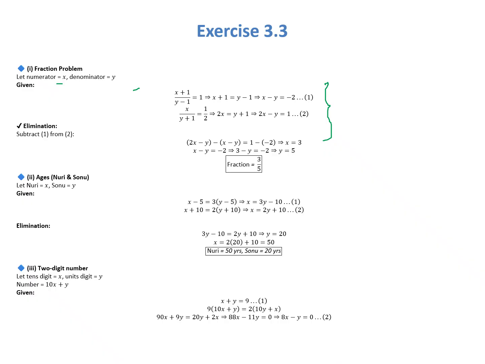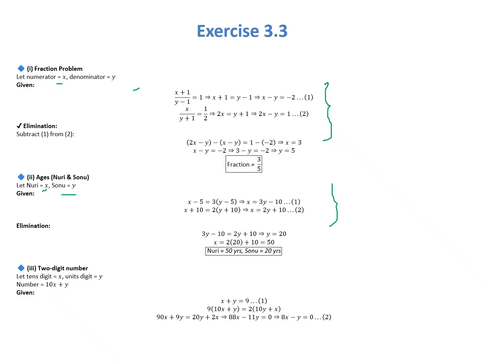Next, we have an age question, which is like the question of Jacob and his son. So we have Nuri and Sonu here. The age of Nuri is x and the age of Sonu is taken as y. And then again the same condition. Five years before, the age of Nuri is 3 times the age of Sonu. So we have to multiply the age of Sonu with 3 to get the age of Nuri. Likewise, after 10 years, the age of Nuri is twice the age of Sonu. So again, we have to apply the same logic here to get the final equations. Upon solving these equations, we get the final ages of Nuri and Sonu.